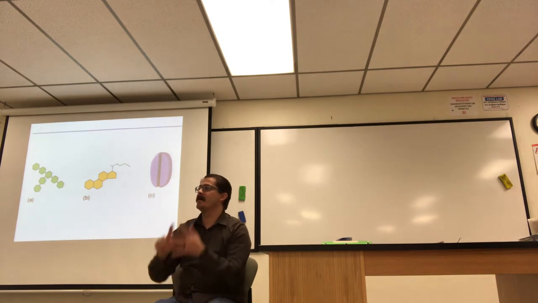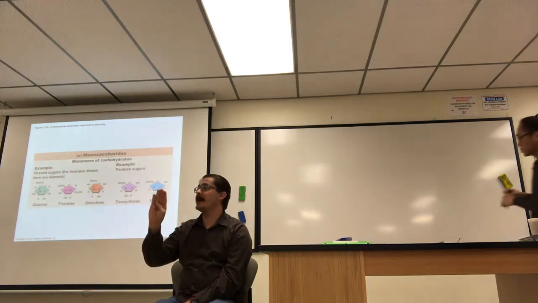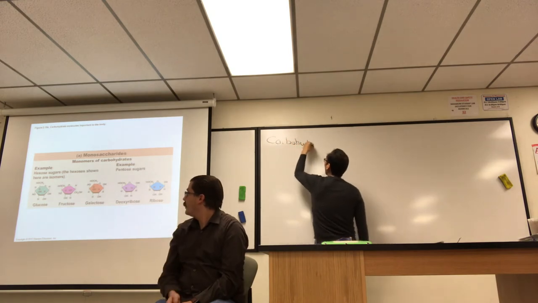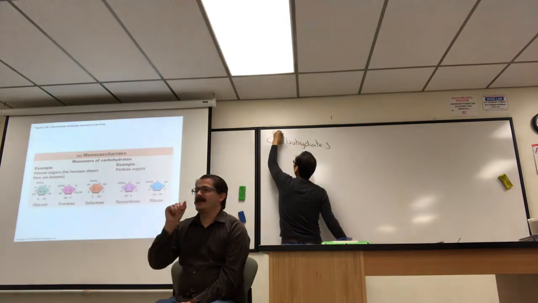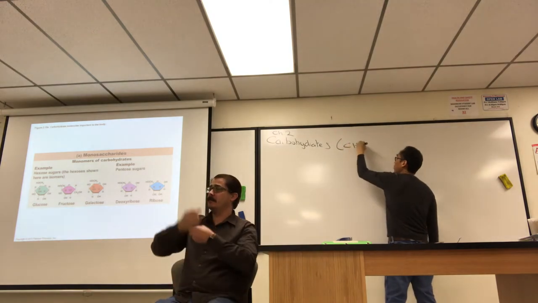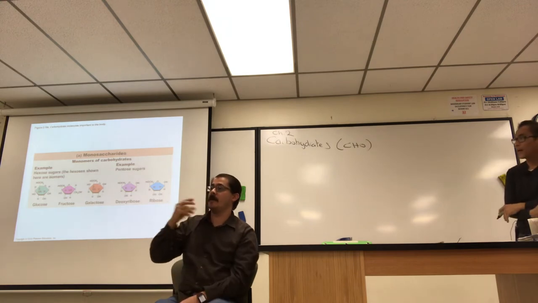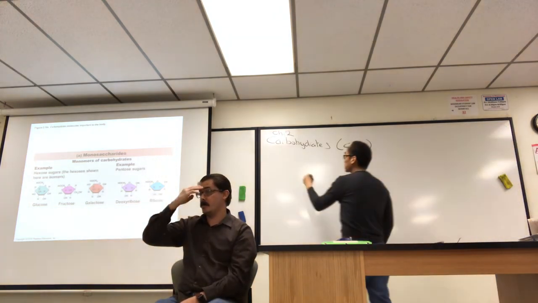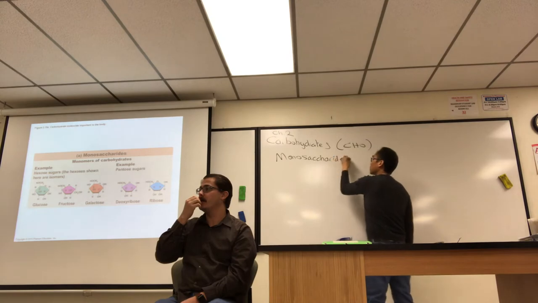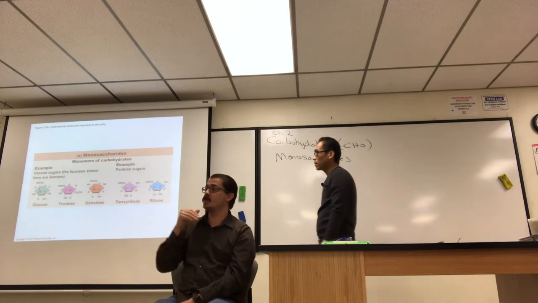We'll start with carbohydrates. By the way, we're in chapter 2 now, moving away from chapter 1. Sometimes I abbreviate carbohydrates CHO because they are molecules that contain carbon, hydrogen, and oxygen. And the ones you got to know, monosaccharides, they have listed glucose, fructose, galactose. Those are the hexose sugars.